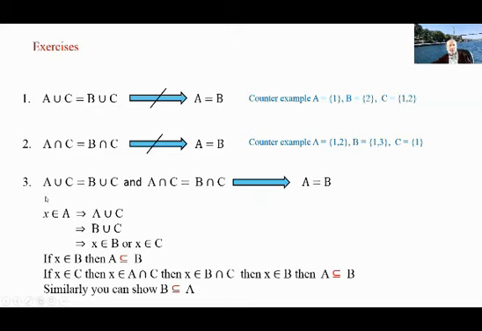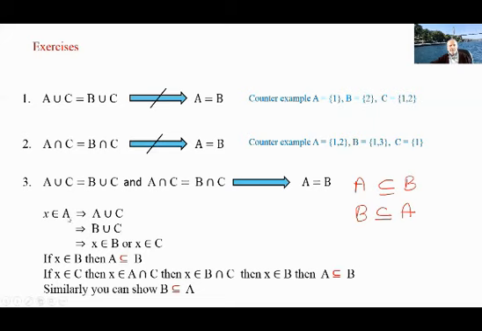Now, if both A union C is equal to B union C, and A intersection C is equal to B intersection C, then A is equal to B. To see this, as I mentioned earlier, to prove that A is equal to B, you have to prove two things. You have to prove A included in B, and you have to prove B included in A. So let's start proving A included in B.